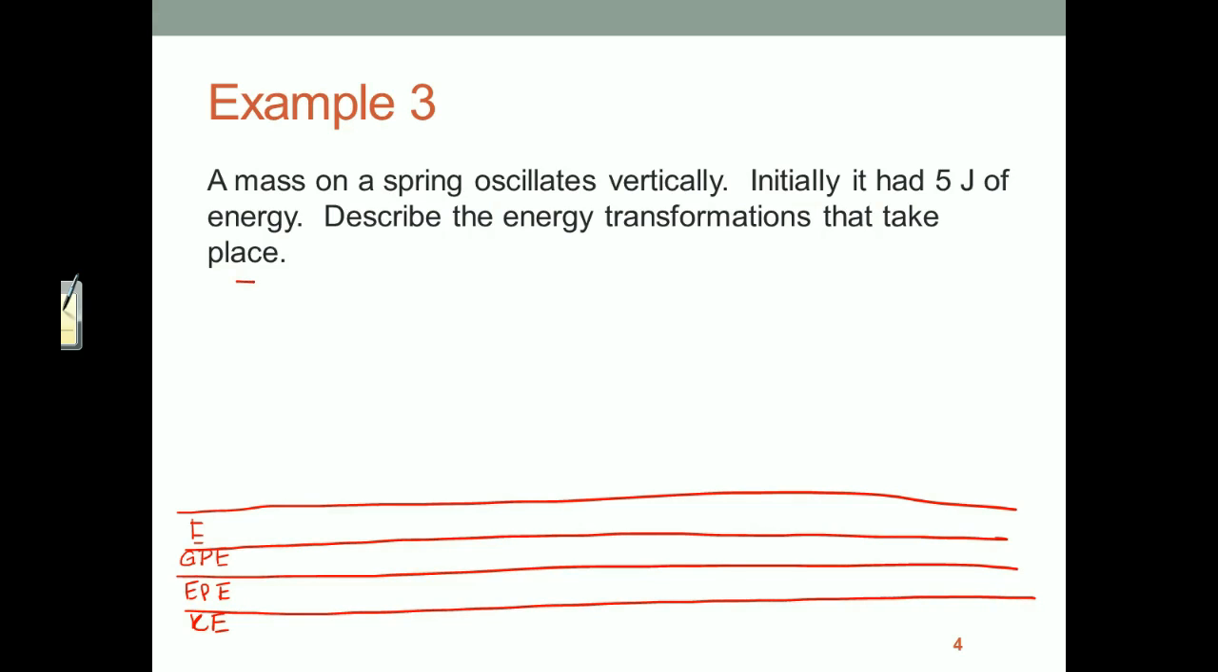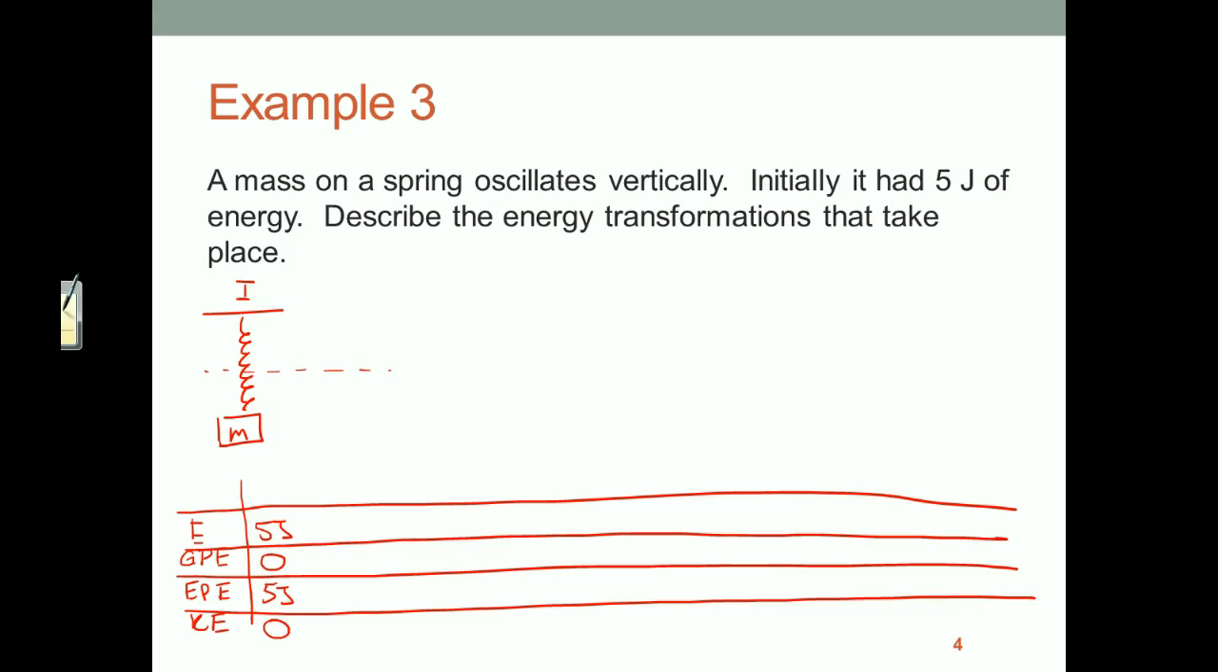So what does it look like initially? Here's my spring. It's pulled down. There's my mass. At this location, it's pulled down as far as it is going to be. It is at rest. We are told it has 5 joules of energy, and that energy has to be all elastic potential because it's at the bottom of its motion, so there's no gravitational potential, and it is not moving.